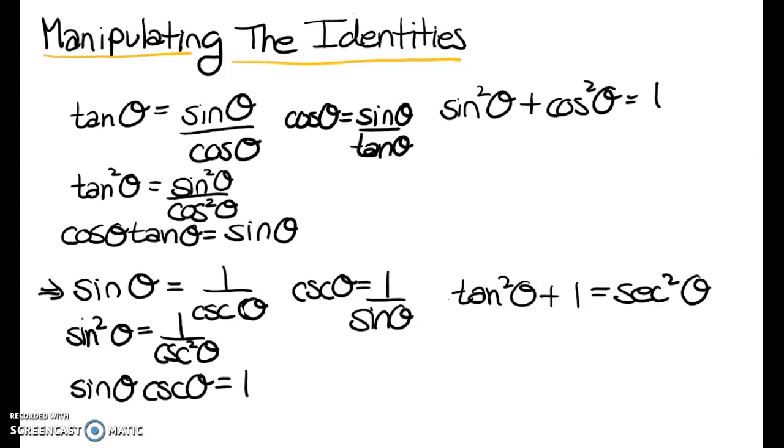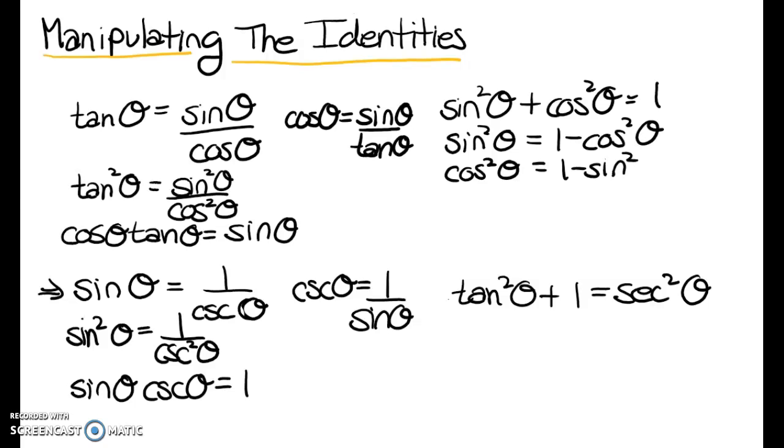So what can we do with some of our Pythagorean identities? Well, I can add and subtract. So if I said sine squared theta equals 1 minus cosine squared theta, right? I can think of that identity in this form. I can also say cosine squared theta equals 1 minus sine squared theta and think of it in that form. So these are just different forms of the same identity.